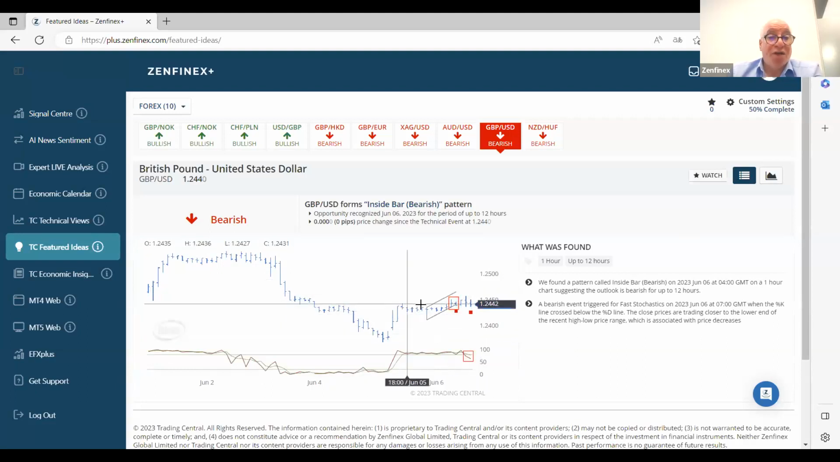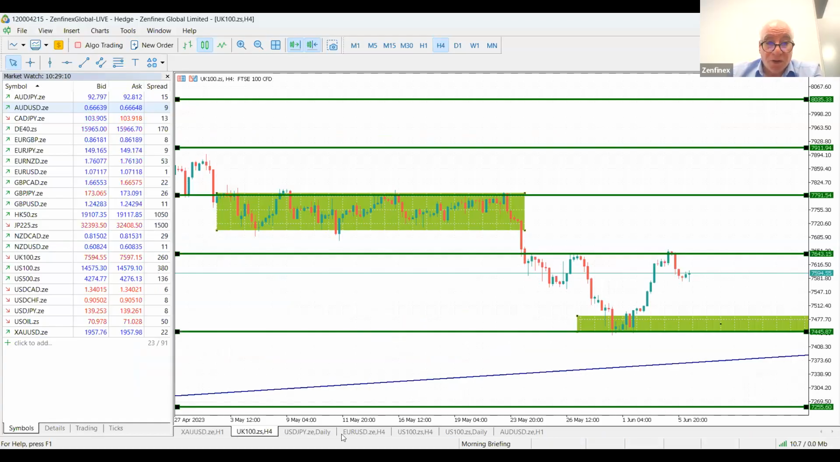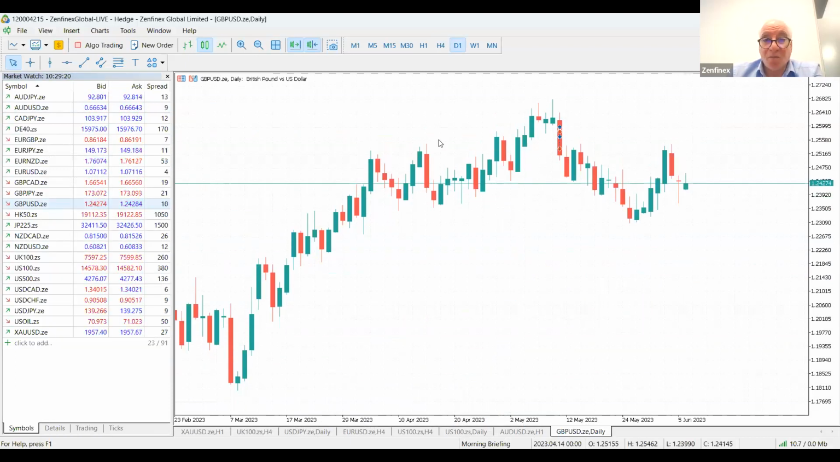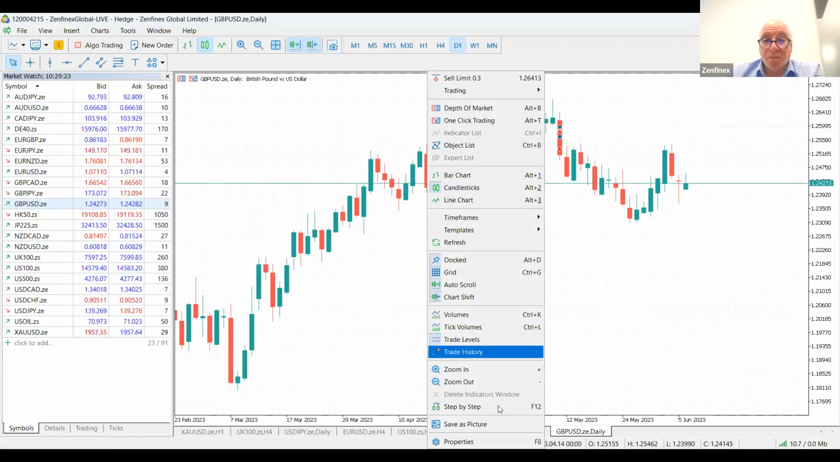And purely from looking at it from a price perspective, let's see what the charts are telling us, our own charts. So if we go to the GBP USD, which we don't have at the moment, let's put that in. So the objective really is to see if we agree with this. Just get rid of some of this stuff.